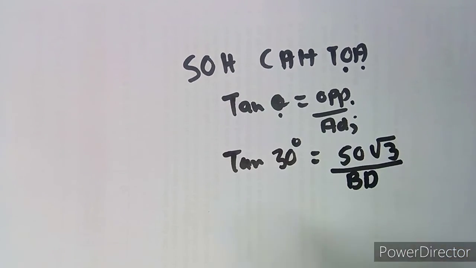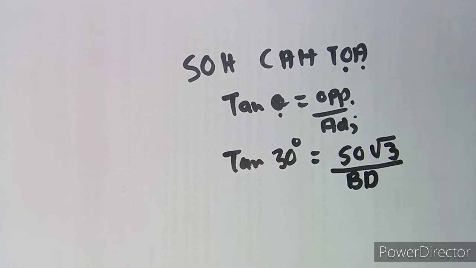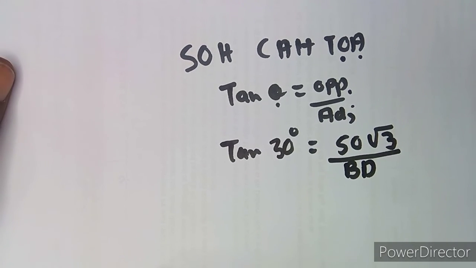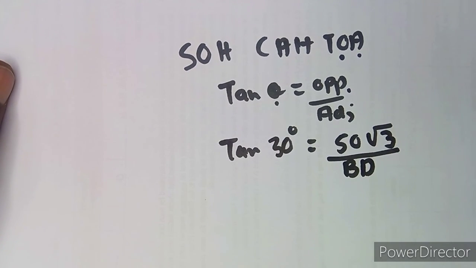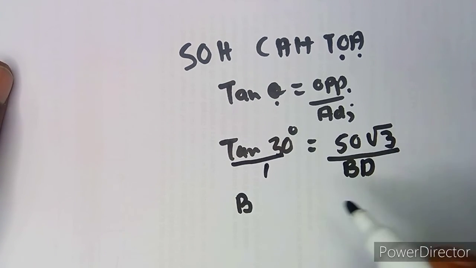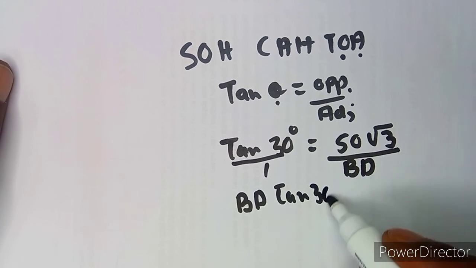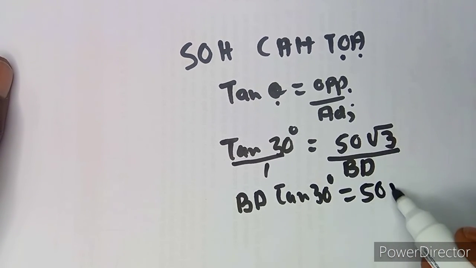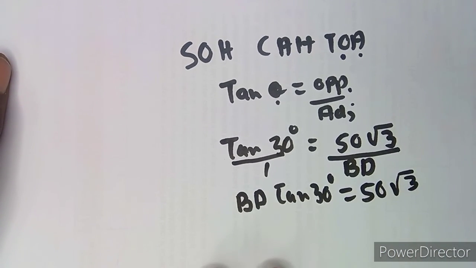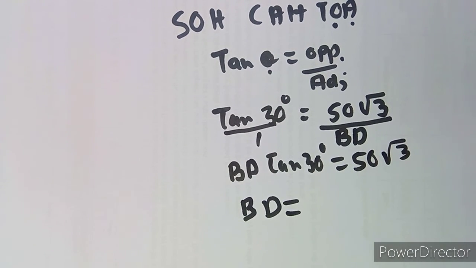So we have BD, this side that we want to calculate, so that it can help us to calculate the actual side of CD. Okay, so if we cross multiply, we have BD tan 30 degrees equal to 50 square root of 3. In order for us to find BD, we divide by tan 30. So it's going to be 50 square root of 3 divided by tan 30.